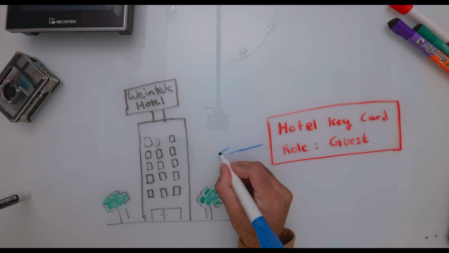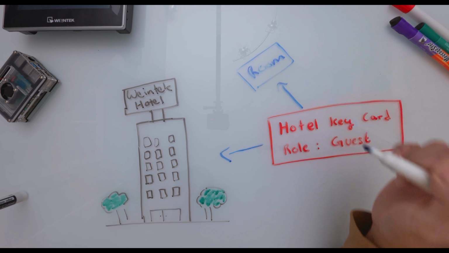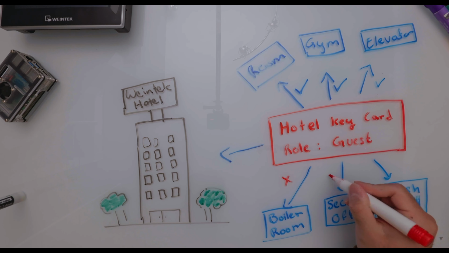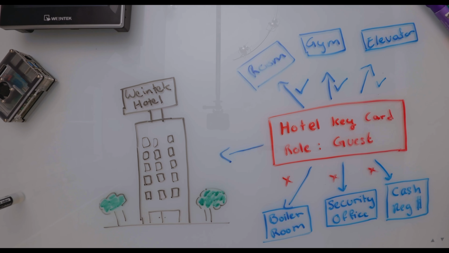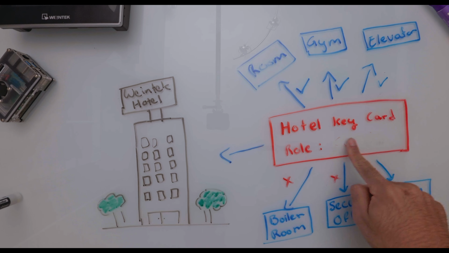A good way to picture this is a hotel key card. You check into the hotel and you're the user. Your key gives you access to your room, the elevator, and maybe the gym. But it doesn't give you access to things like the boiler room or the security office or a cash register. That's least privilege. You do what you need, but nothing extra.